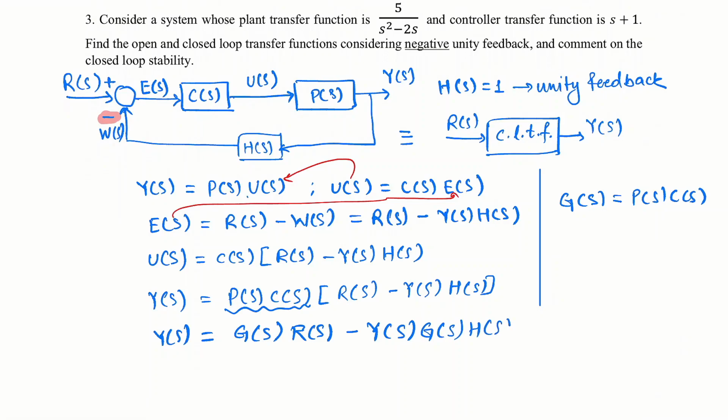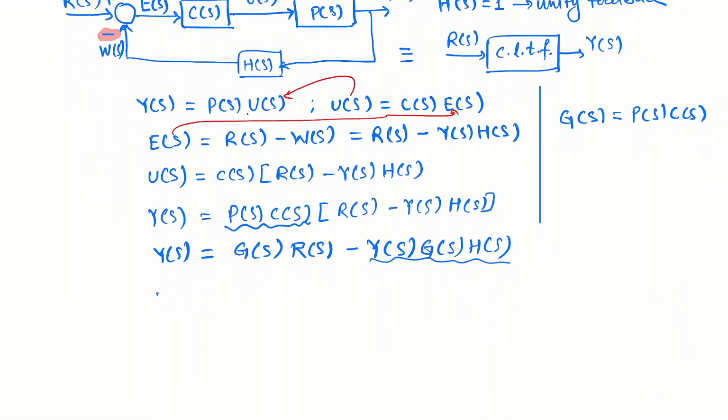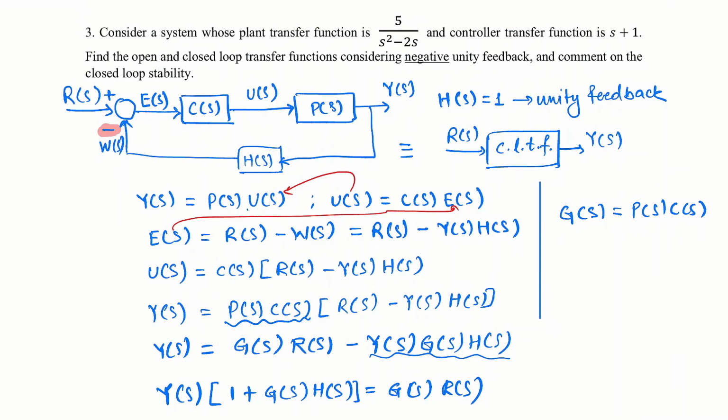Now if we send this second term to the other side and take Y of S common, we get Y of S times bracket 1 plus G of S into H of S equals G of S into R of S. So this is what we said the closed loop transfer function would look like. It will take an input R of S, which is the reference signal, and its output would be Y of S, which is the output signal.